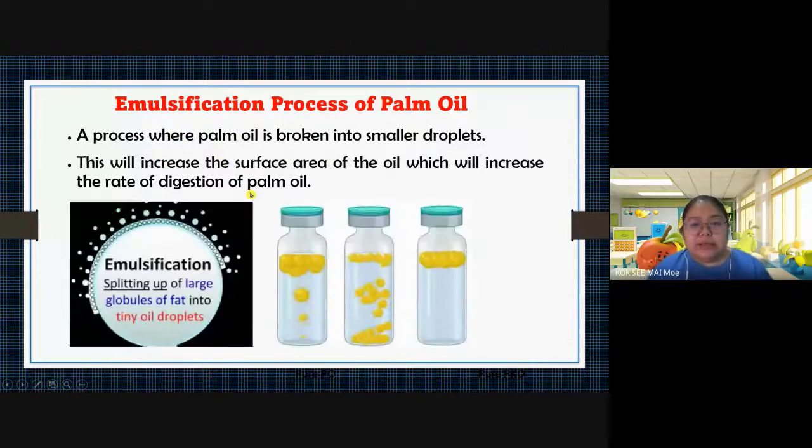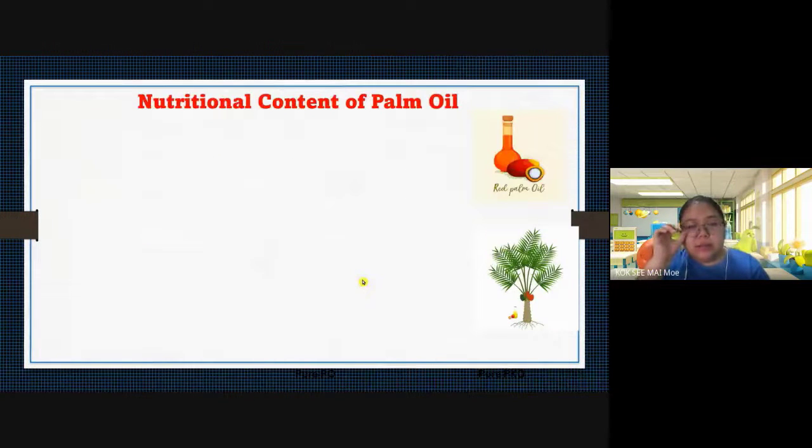So through what process? Emulsification. You can see the diagram like this. When starting, there is a bigger part. After the process of emulsification, there is a splitting up of the large globules of fat into tiny oil droplets. You can find they become smaller already, so they are easy to be digested. Okay, from here we continue to the next.